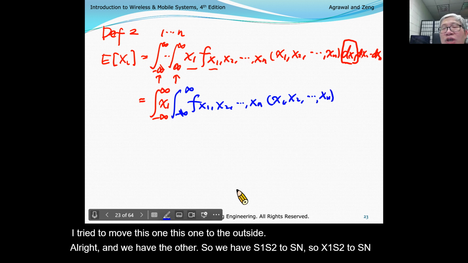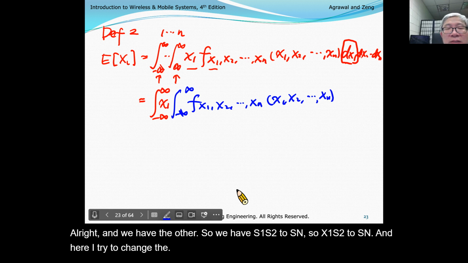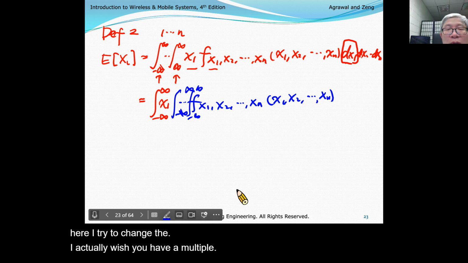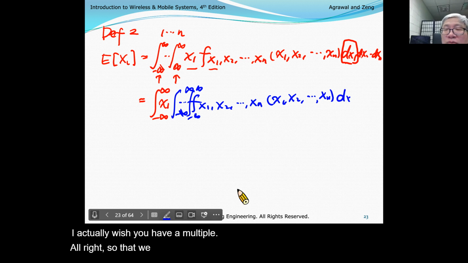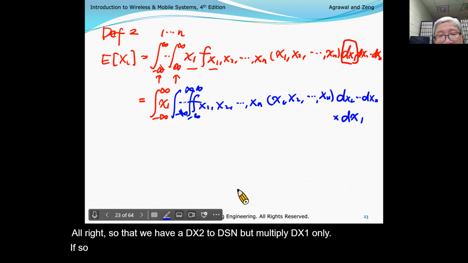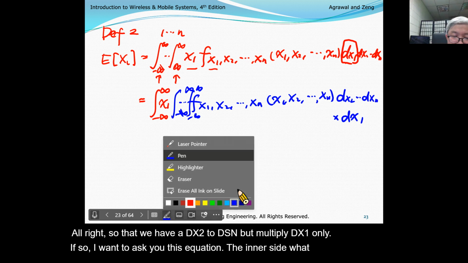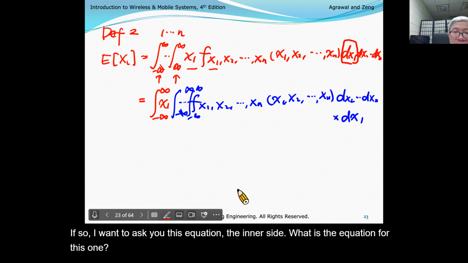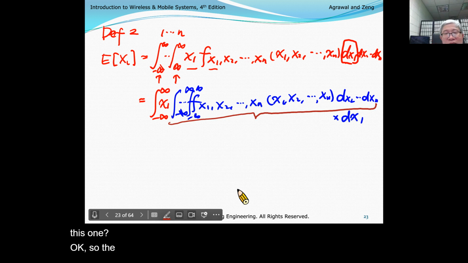And here I try to change the, actually we should have a multiple. All right, so that we have dx2 to dxn, but multiplied by dx1 only. Well, if so, I want to ask you about this equation. The inner side, what is the equation for this one? Okay, so the inner side, actually, it should be this.